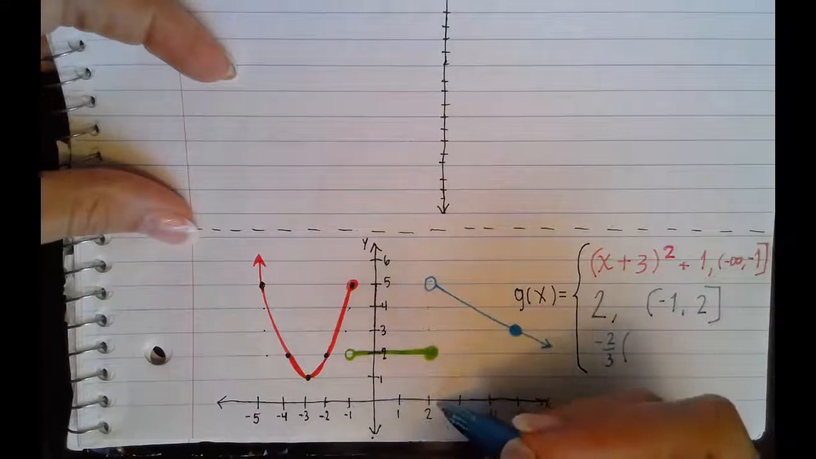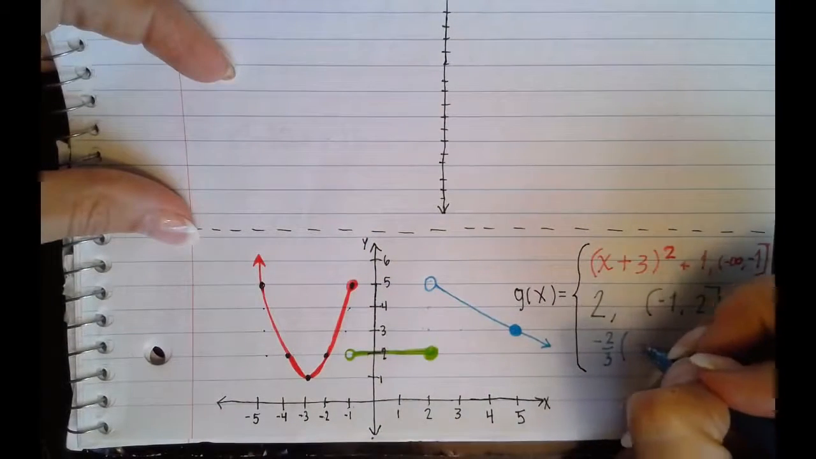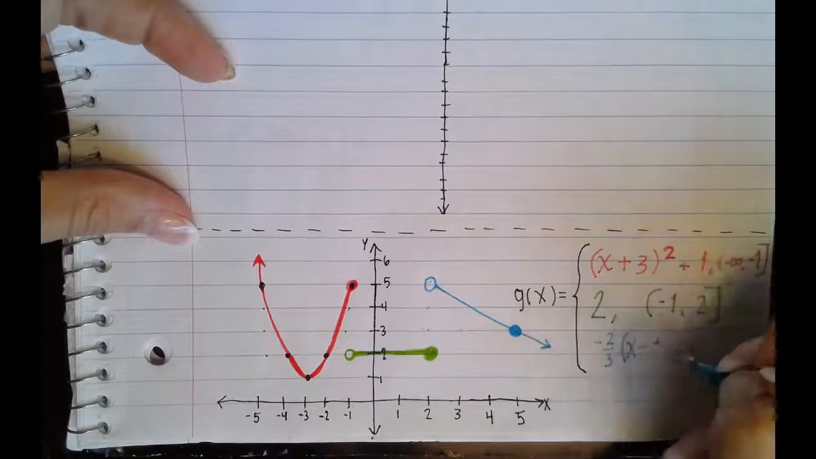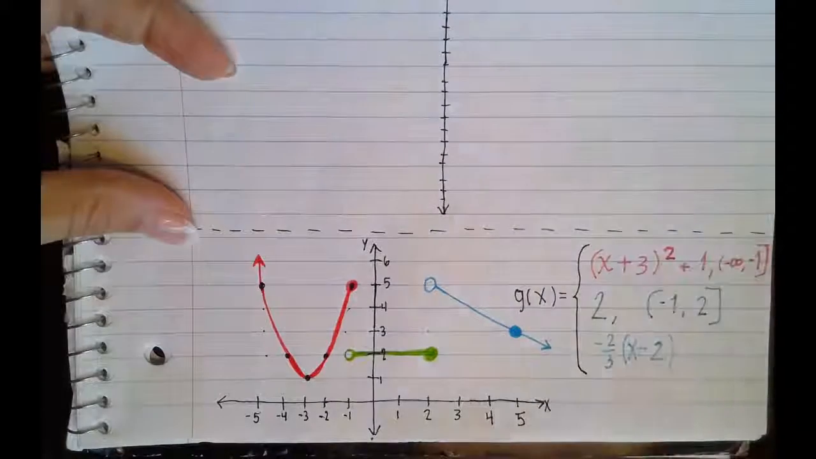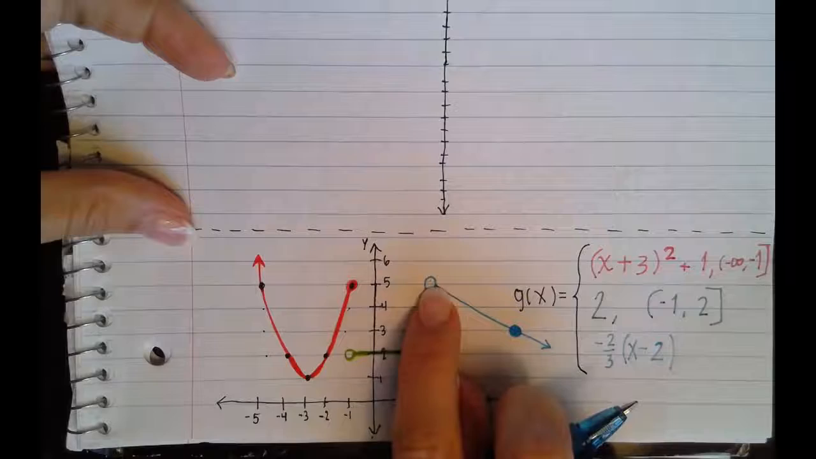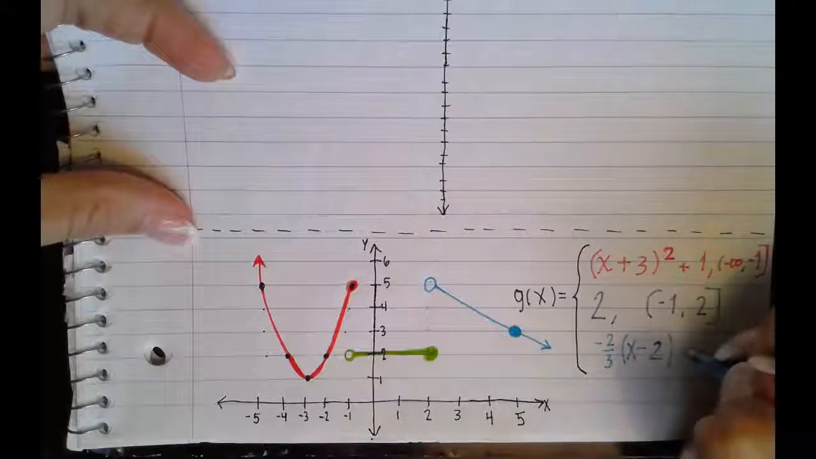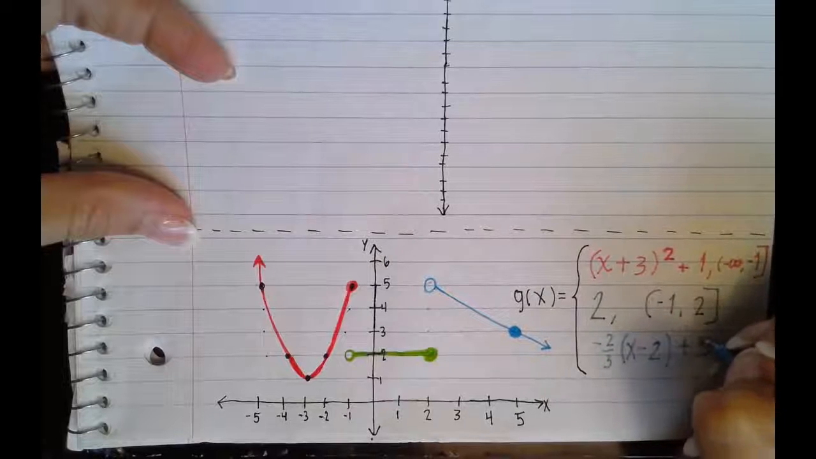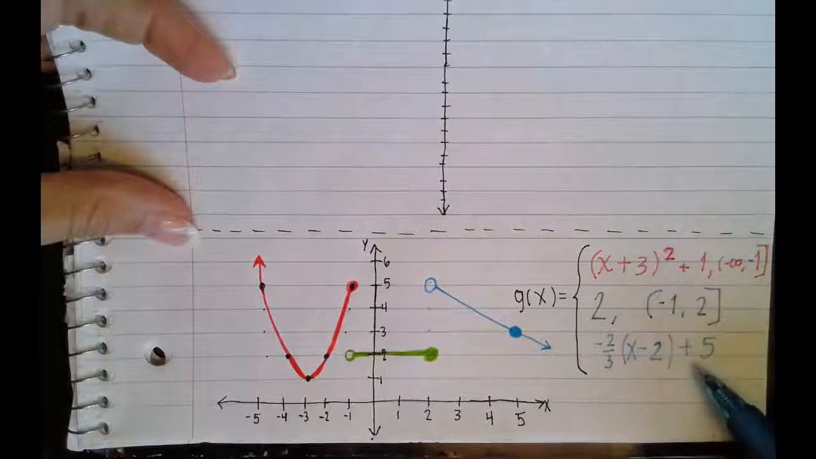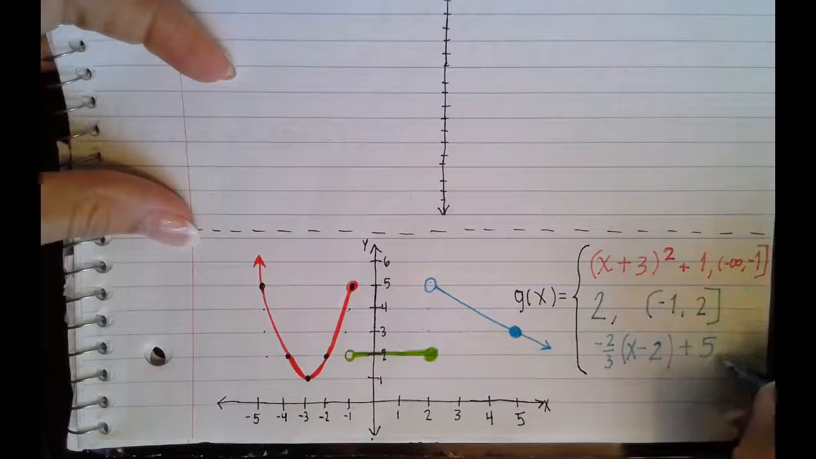And really could use any point on the line. I could use this point, I could use that point, whatever. I moved up 5 units. So now I kind of did it like the vertex form of my parabola. But now I have to set my domain, and my domain is going to go from 2, not including the 2, until infinity because of that arrow pointing to the right.